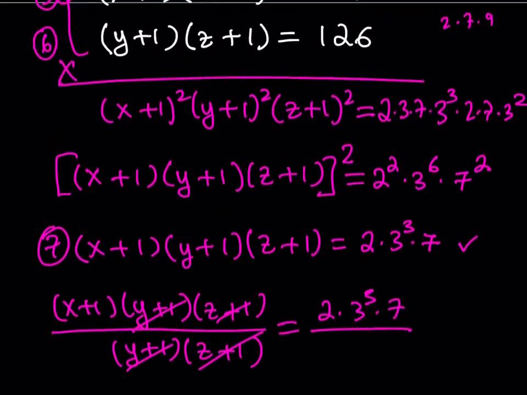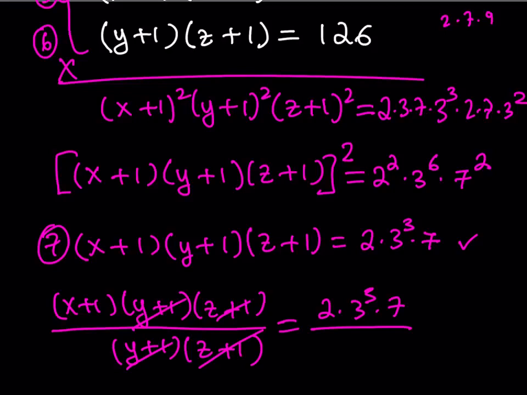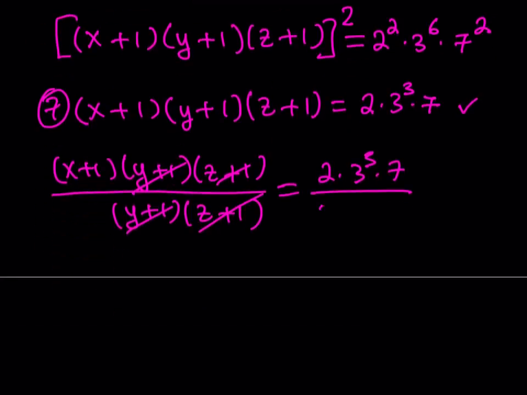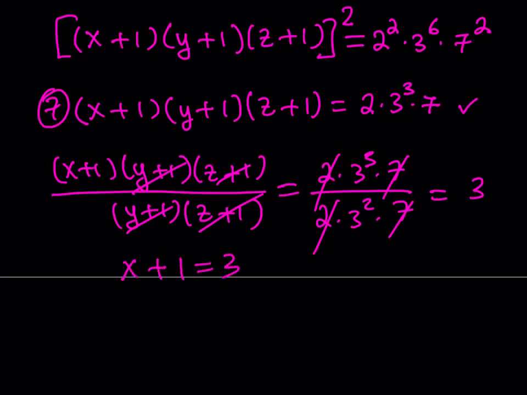And for the bottom, if you look at it, 126 was 2 times 63. Remember, we wrote it as 2 times 3 squared times 7. Awesome. Isn't that beautiful? We are able to prime factorize this. Anyway, so these two cancel out, and you end up with a 3 only, right? So that means x plus 1 equals 3, which means x equals 2. So that's our first solution for x.